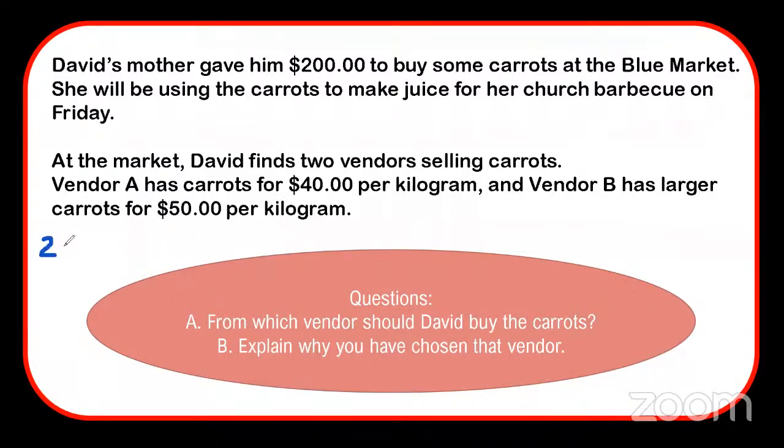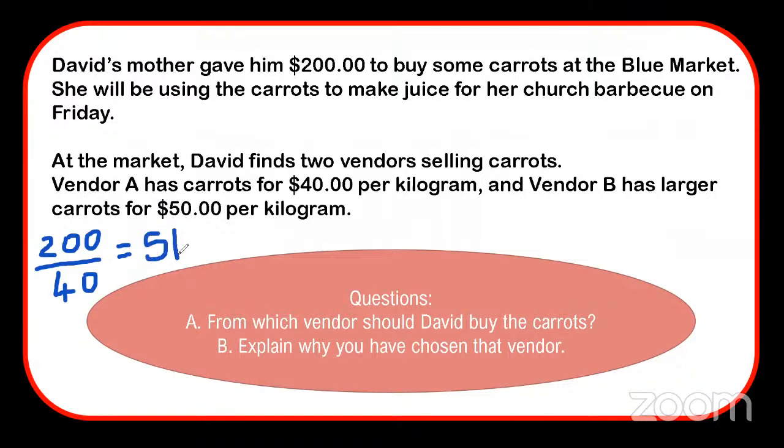All right. So we've got $200 divided by $40 at vendor B. That will give us 5 kilograms. So vendor B, 5 kilograms. Let me write it here. What about vendor A, 5 kilograms?